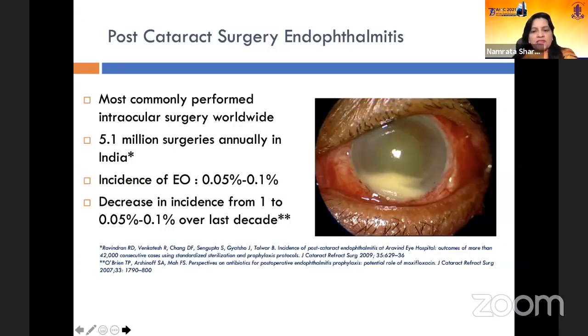Post-cataract surgery endophthalmitis is one of the most dreaded complications. Although there has been a decrease in incidence from 1% to 0.05 to 0.1% over the last decade, it still continues to be there. The incidence ranges from 0.05 to 0.1%.